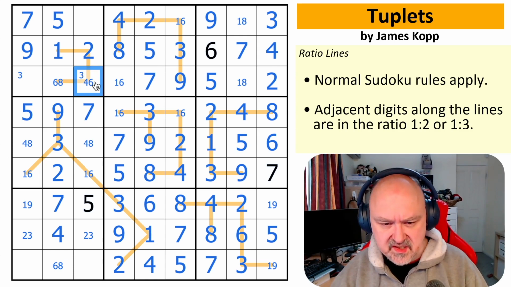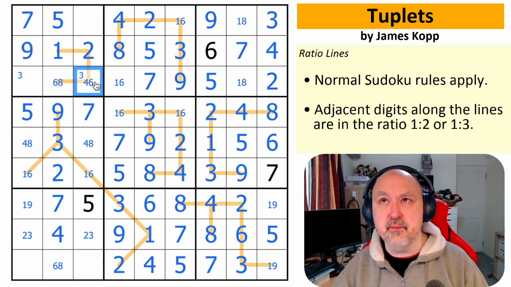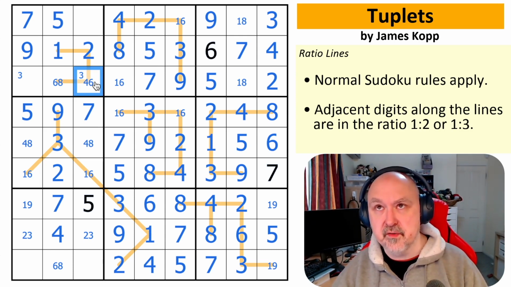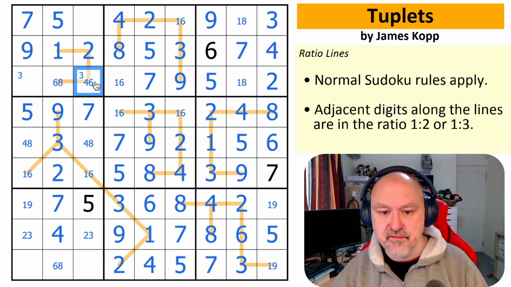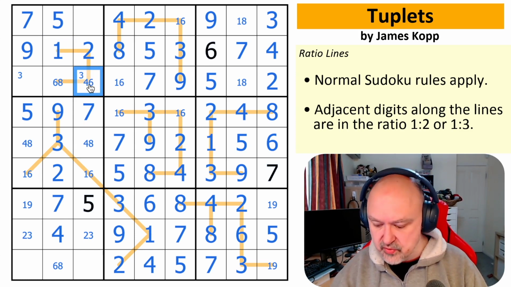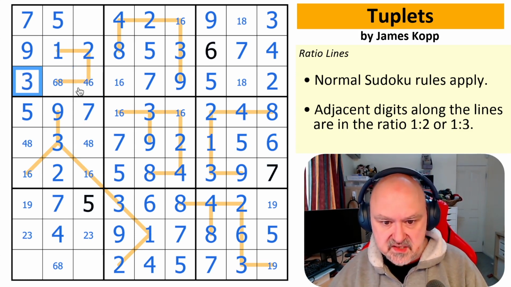It's 4 or 6. Because 2 divided by 2 is 1. 2 multiplied by 2 is 4. 2 multiplied by 3 is 6. So it's 1, 4, or 6, and it can't be 1. So this is 4 or 6. Either way, it is not 3, and this is the 3.